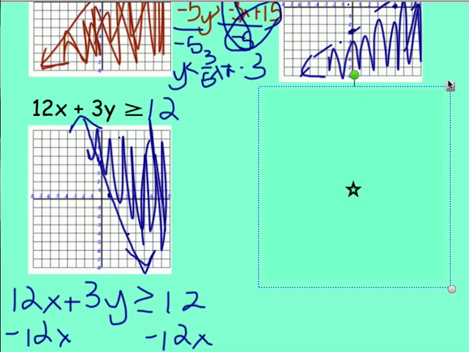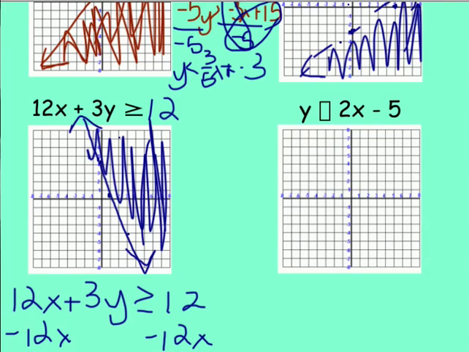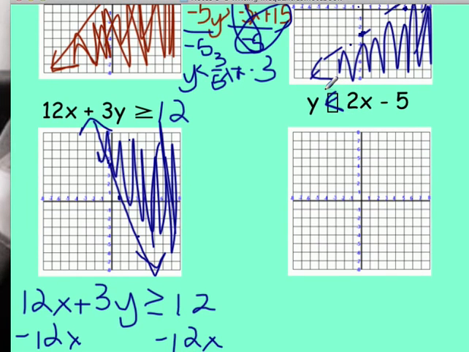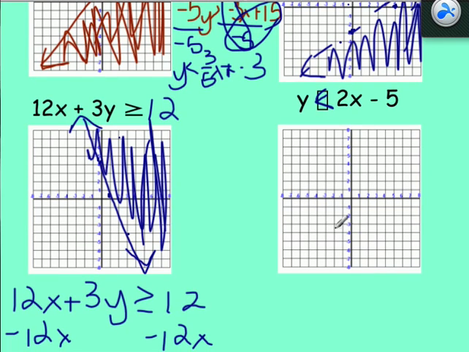Last but not least, let's take a look at this guy right here. Okay, so this should be less than. Okay, that should say less than. I'm not sure what happened with my poor symbols. Okay, so we're crossing the y-axis at negative 5. So here's my negative 5. And then we're going up. This is the same as 2 over 1. So we're going up 2 over 1.